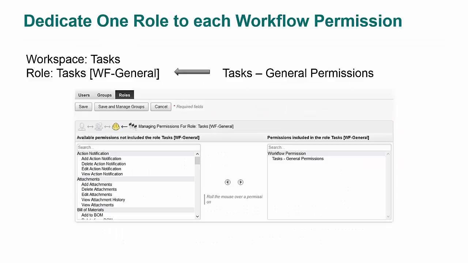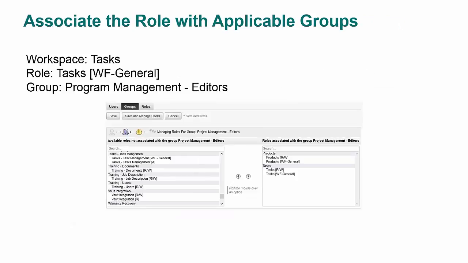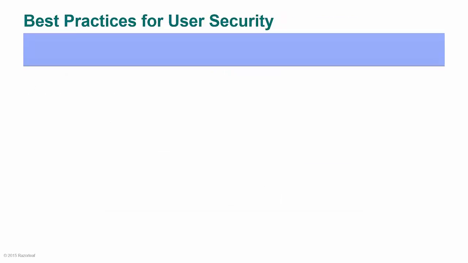Another best practice is to dedicate one workflow role to one workflow permission, and then associate that role with the appropriate groups. With this structure, it is much easier to troubleshoot workflow access problems. To wrap up, here is what we have gone over.